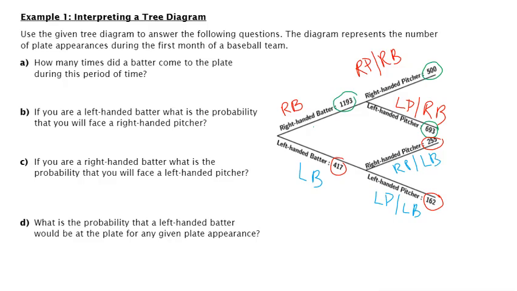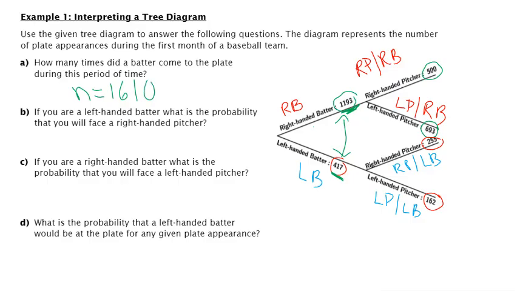Okay, so the question then is, how many times did a batter come to the plate during this time period? So really there were only two types of batters here, right-handed or left-handed. So we're going to just go ahead and add those two values together, and this is really just saying what's the sample size. So how many people ended up batting, and if we were to add that up, these two numbers would add up to 1,610.